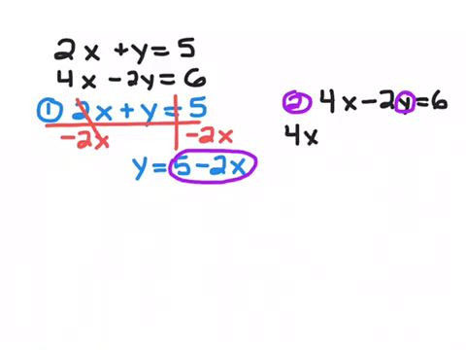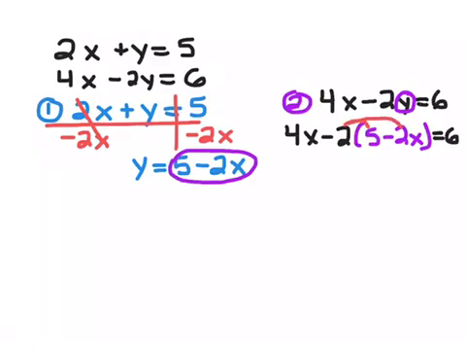So that would give us 4x minus 2 times the quantity 5 minus 2x equals 6. That now results in an equation that has just one variable, so now we can solve that equation.